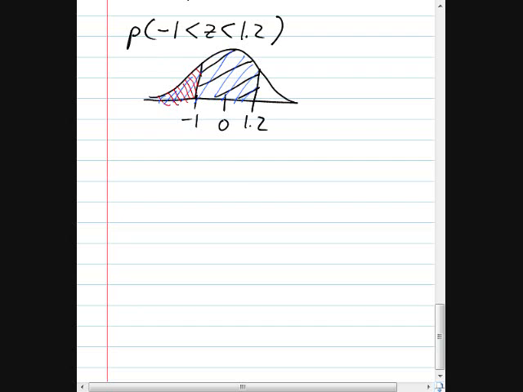But I also know how to find the region shaded in red. That's the probability that a standard normal is less than negative 1. So if I find the area shaded in blue, and I subtract off the area shaded in red, I'll be left with the answer I'm looking for, the area shaded in black. Why don't you go ahead and try to work this out on your own?